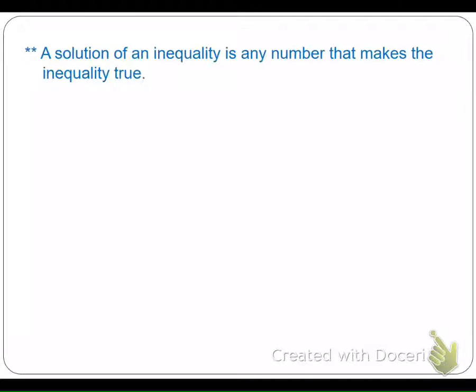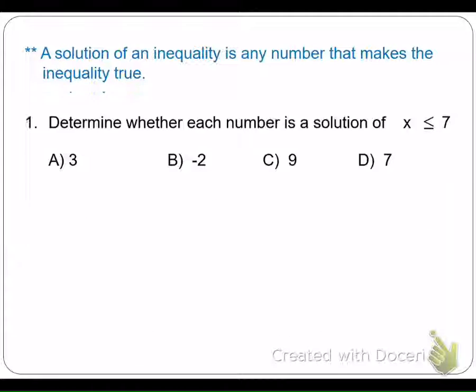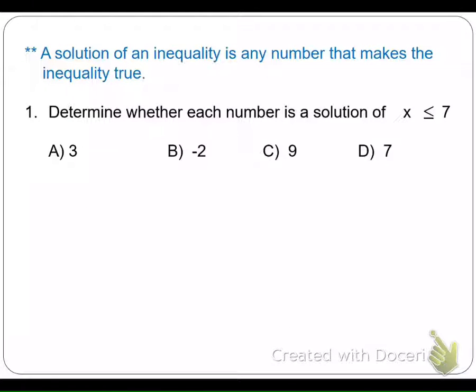All right, a solution of an inequality is any number that makes the inequality true. So, number 1 says determine whether each number is a solution of the inequality x is less than or equal to 7. So, is 3 a solution? Yes. 3 is less than or equal to 7. So B says if you take the x out and you put a -2 in, is that a solution? Is -2 less than or equal to 7? Yes. Also yes.